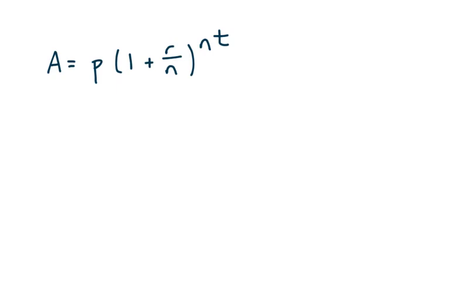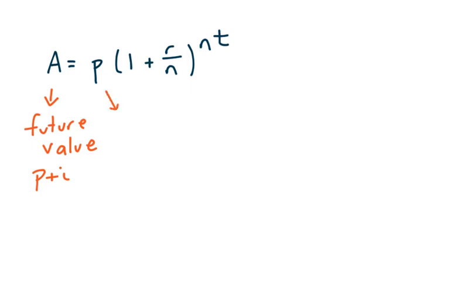A equals P times 1 plus R over N raised to the NT. A lot of these terms you're already familiar with from working with simple interest, but let's go ahead and step through them anyway. This capital A over here on the left, that is going to represent our future value, which is the principal that we started with plus the interest that gets added on. So it's a little different than the formula for simple interest that just gave us the interest. Here, this formula gives us a future value, which is the principal and interest together.